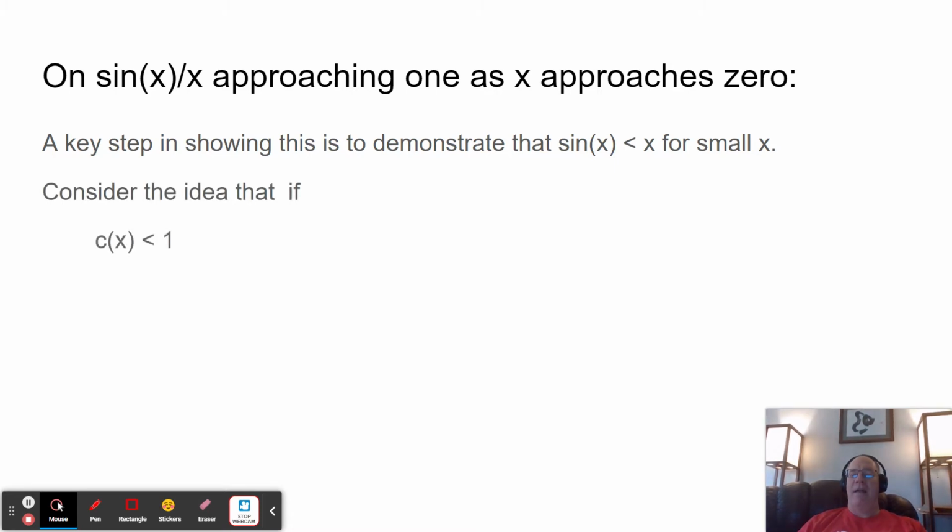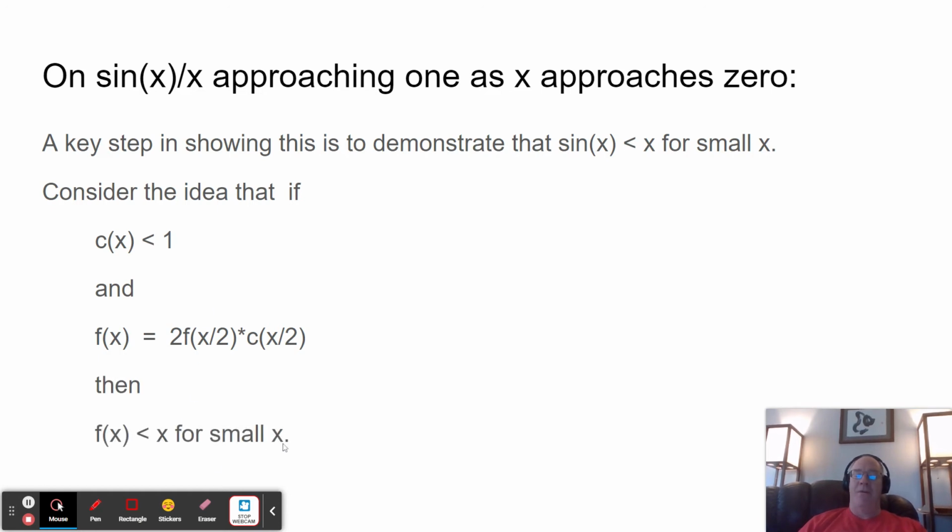So let's consider the idea that if some function c of x is less than 1, and we define a function f of x as 2 times f of x over 2 times c of x over 2. So f of x is defined in terms of itself, twice itself at half the value. That's the behavior of x. x equals 2 times x over 2. So if f of x was x, then c of any value would need to be 1. But if it's the case that c of x is less than 1, then clearly f of x should be less than x for small x, because this c is pulling down f.